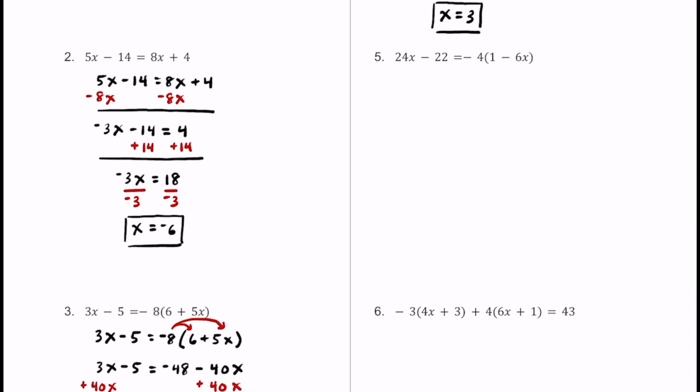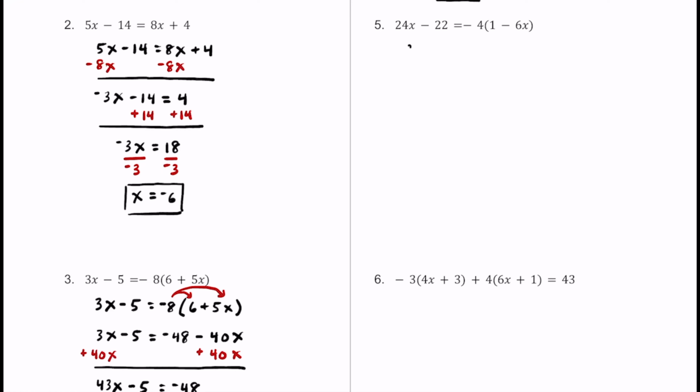For number 5, let's go ahead and write this one down. We have 24x minus 22 is equal to negative 4 times the quantity of 1 minus 6x. Okay, so we're going to start by distributing this negative 4 to the 1 and distributing it to this negative 6x. So we'll just leave this 24x minus 22 alone on the left side of the equation. Now negative 4 times 1 is equal to negative 4. And then negative 4 times negative 6x is going to be a positive 24x.